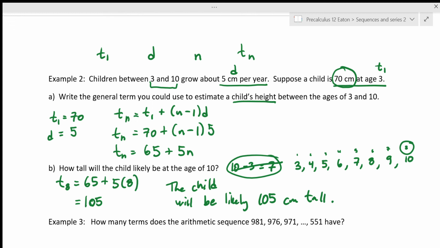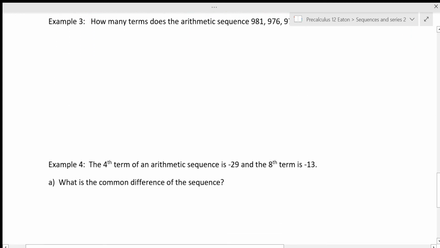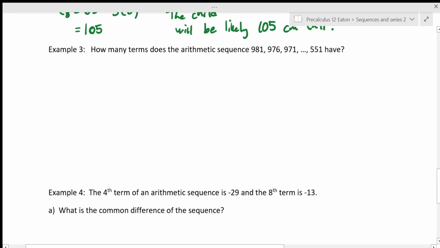Okay. Next problem. This is a question that involves words, but it's really a question that's going to ask us to use some of our numerical values to determine how many terms this sequence has. So again, we have the option of writing them all out, but if I'm counting down by 5s, if I have to write out all the numbers from 981 to 551 by 5s, that is going to take me an awfully long time. So let's see if we can use our formula for the general term. So Tn equals T1 plus n minus 1 d to figure out how many terms the sequence has.